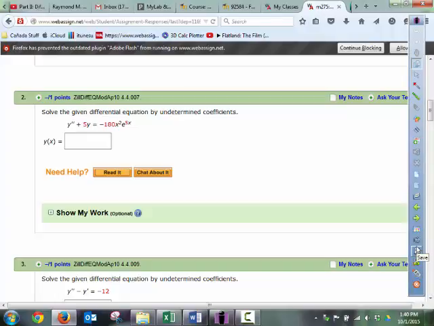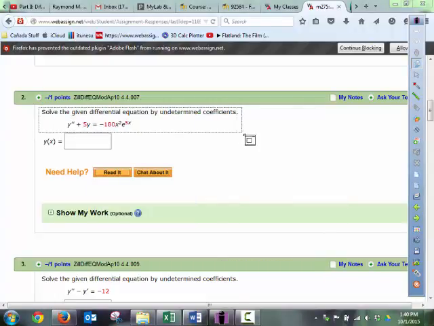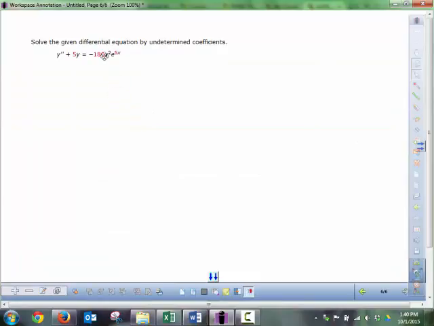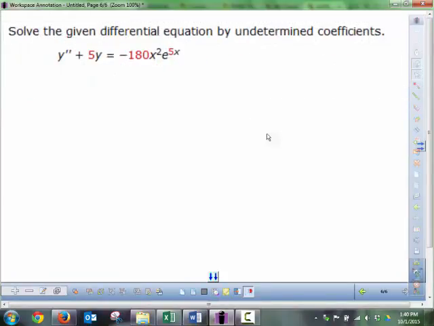Number 2 is a combination of a polynomial and an exponential, and not just adding. If it was adding, you kind of treat them separately and solve for them. But here, it's a product of x squared times e to the 5x. So we have a little bit of an issue there. So we have to be kind of tricky in determining our particular solution, our guess for the particular solution.